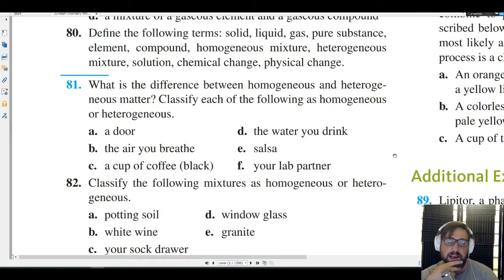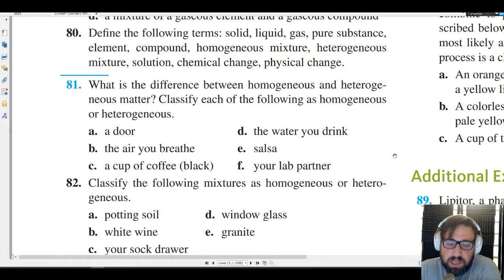A cup of black coffee, definitely homogeneous. Good kind of homogeneous. Unfortunately, I just have a soda. Water is not a mixture. It's a pure substance. Unless they mean the water I drink, which comes from the tap, which has all sorts of calcium and fluoride and all that kind of jazz in it. In which case it would be a homogeneous mixture.